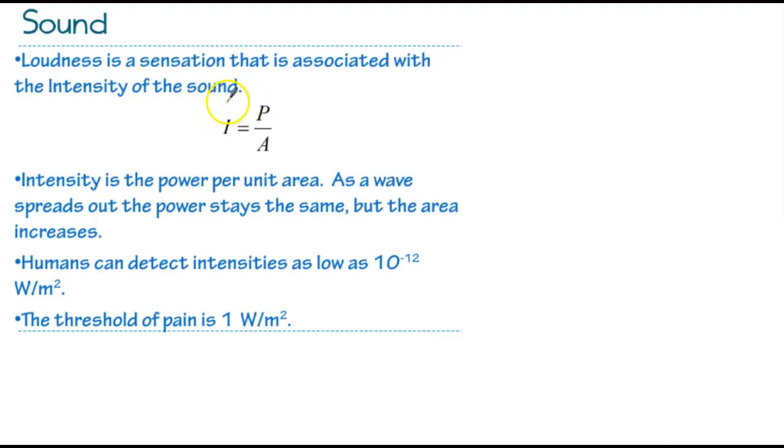Some other things that you need to know from this unit, very straightforward plug-in stuff. The intensity of sound can be calculated by dividing power by area. Humans begin hearing at about 10 to the minus 12th watts per meter squared, and the threshold of pain, where things hurt when you hear the sound, is about 1 watt per meter squared.